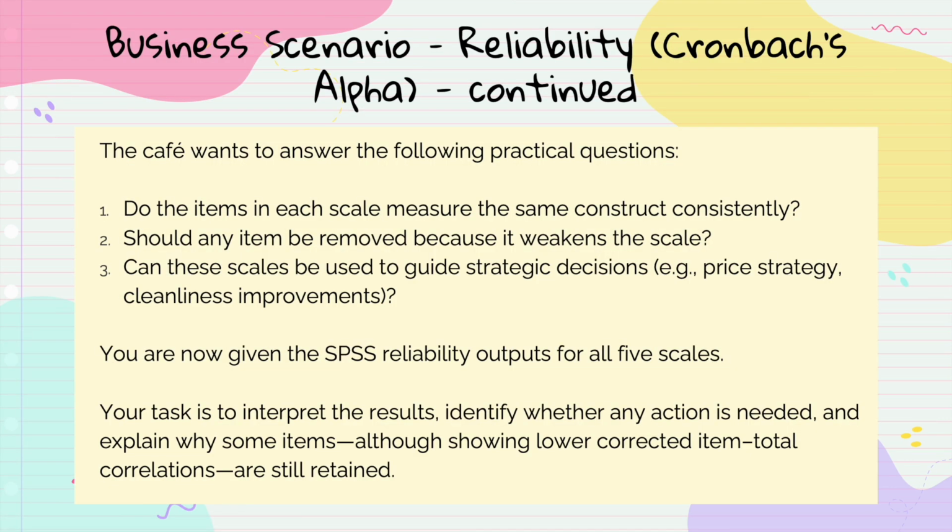The cafe has 3 practical questions. Do the items measure the same construct? Should any items be removed? And can these scales be used to guide real business decisions? You'll now see the reliability outputs and decide whether action is needed and why some items are still kept even with lower correlations.